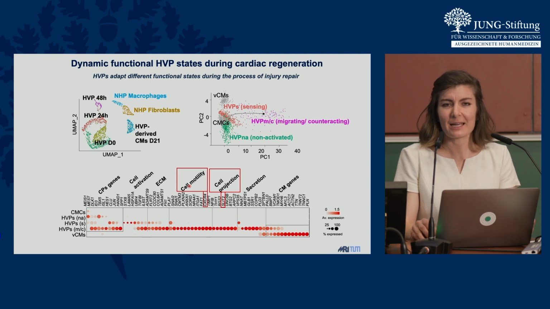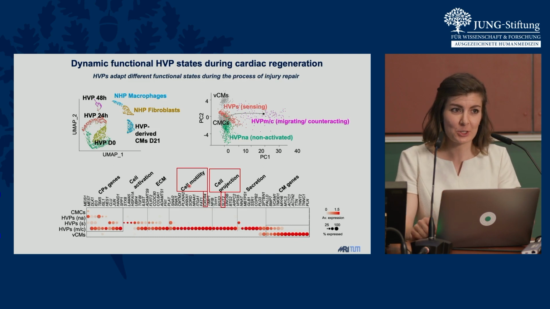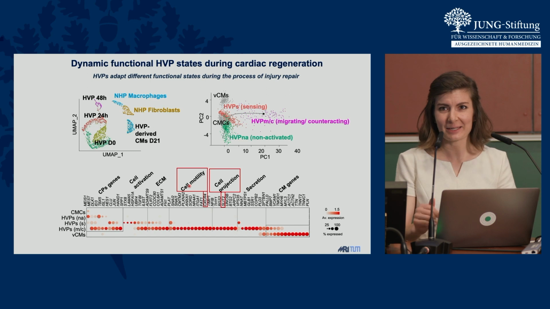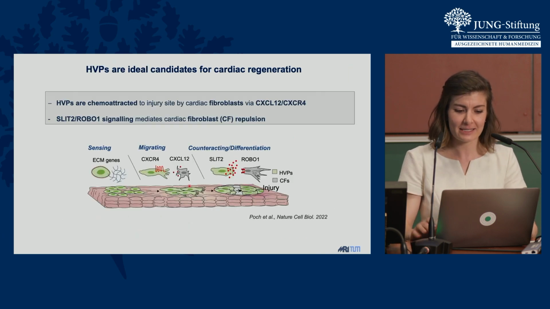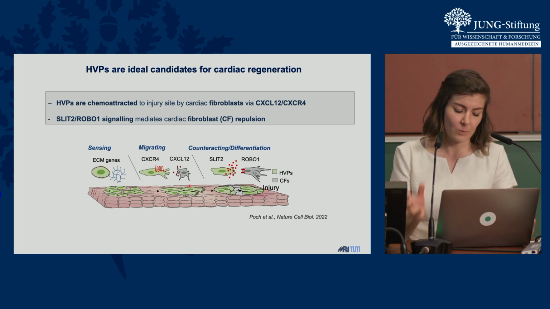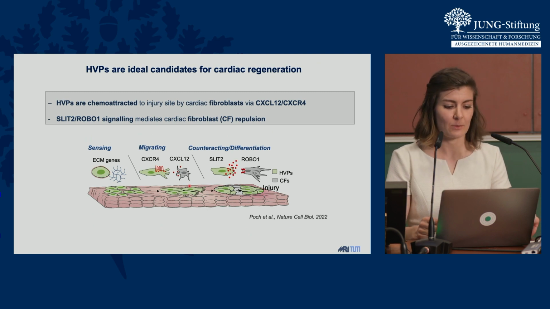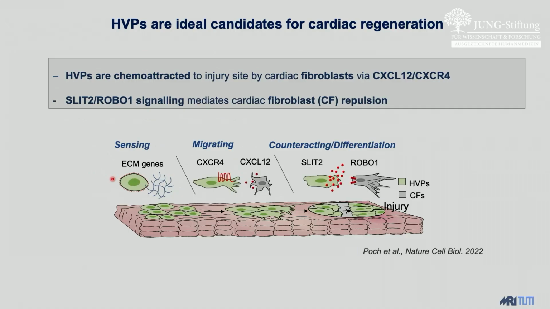For the sake of time, I will not talk about all the loss and gain of function experiments which we did to identify the signaling pathways going on between the cardiac progenitor cells and the cardiac fibroblasts. But I want to summarize the findings which we have identified, that the progenitor cells are indeed chemoattracted via the CXCL4, CXCL12 interaction between fibroblasts and progenitor cells.